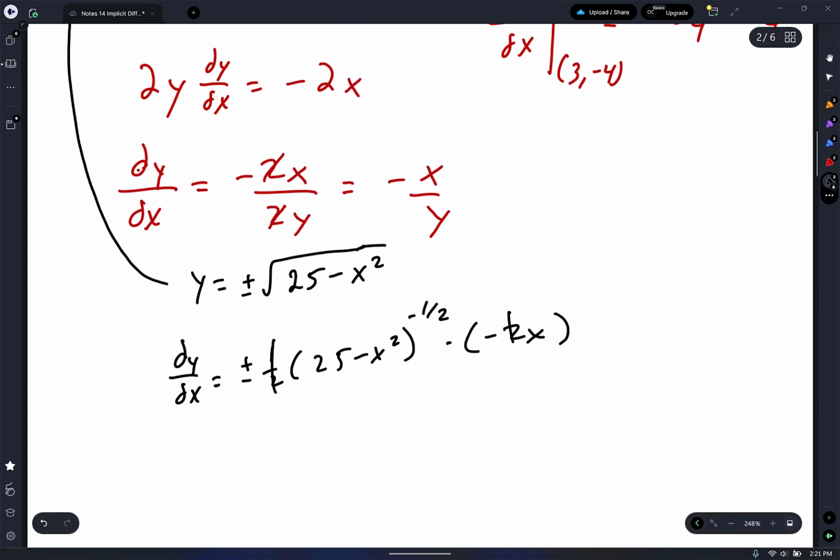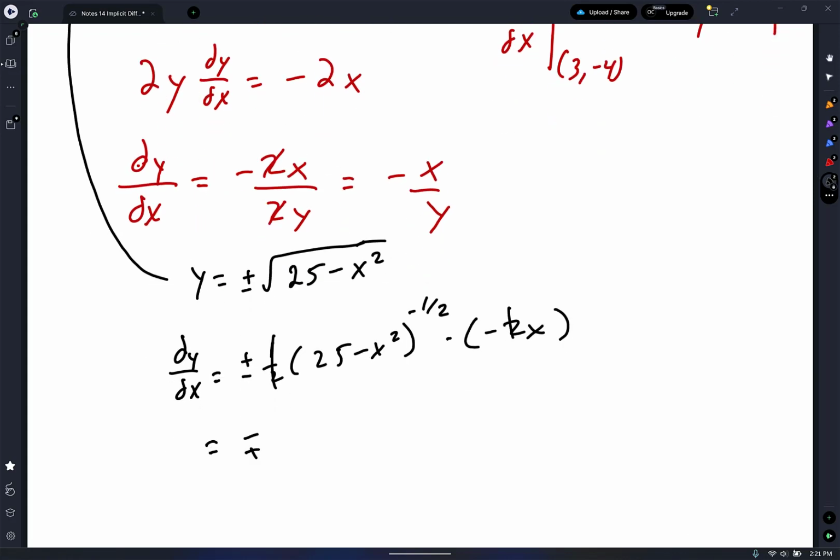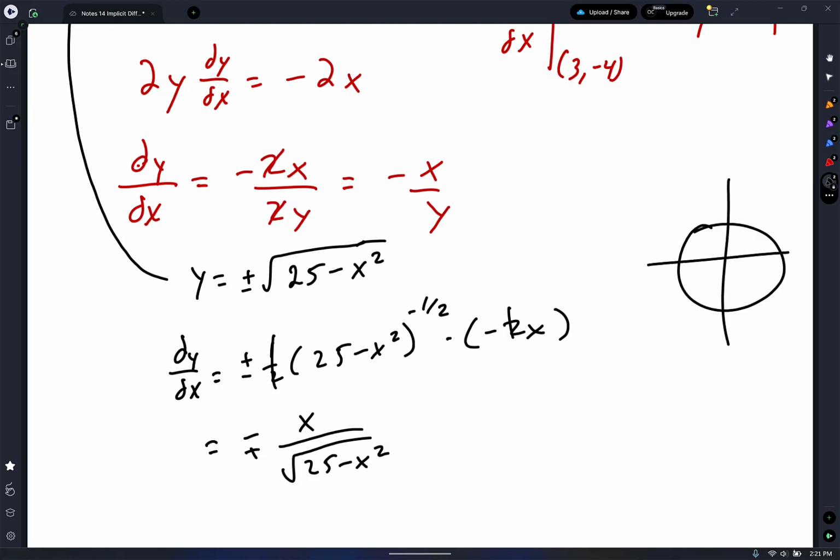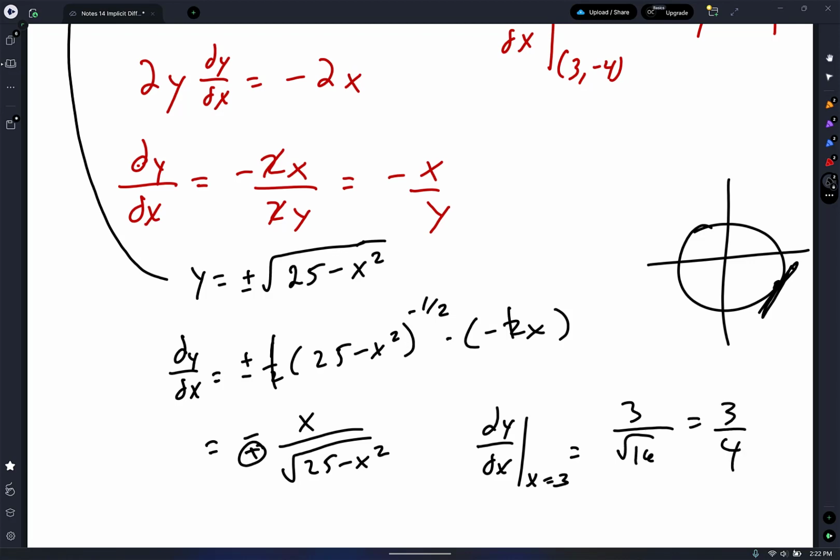Bam, bam. I guess it goes minus plus. We'll see which one we're going to use. x over the square root of 25 minus x squared. 3, -4 is in quadrant 4. So I know that in quadrant 4, my tangent slopes better be positive. So I'm going to choose the positive one, and I'm just going to plug in a 3. So dy/dx at x equals 3 equals 3 over the square root of 25 minus 3 squared, 25 minus 9, what's that, 16? Look at that. Look at all that work.